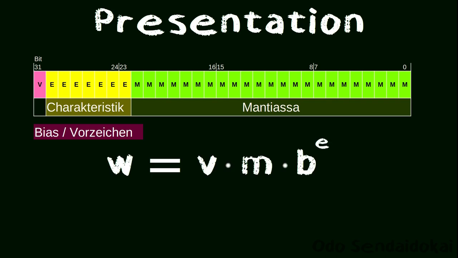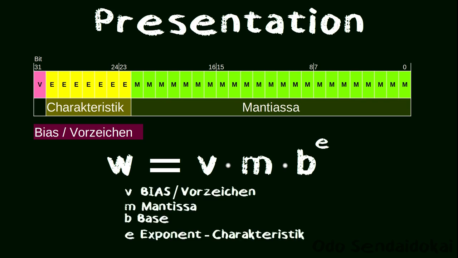W equals V times M times B to the power of E. This is V as the sign of the number, so plus 1 or minus 1. M is the mantissa of the number. B is the base of the representation format. And E is the exponent of the number, or the characteristic.